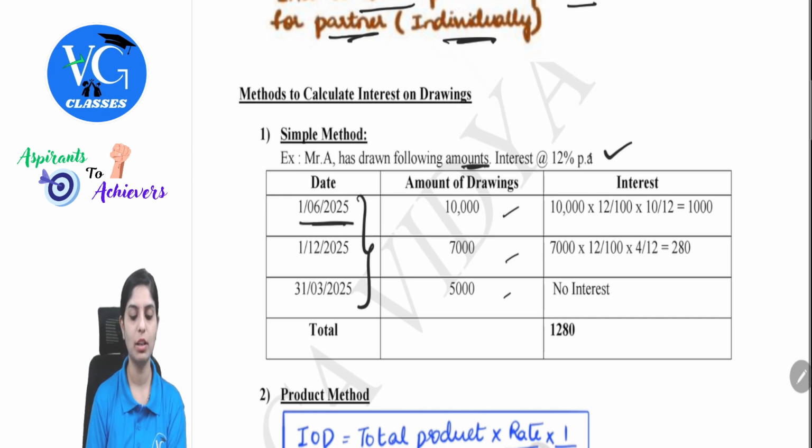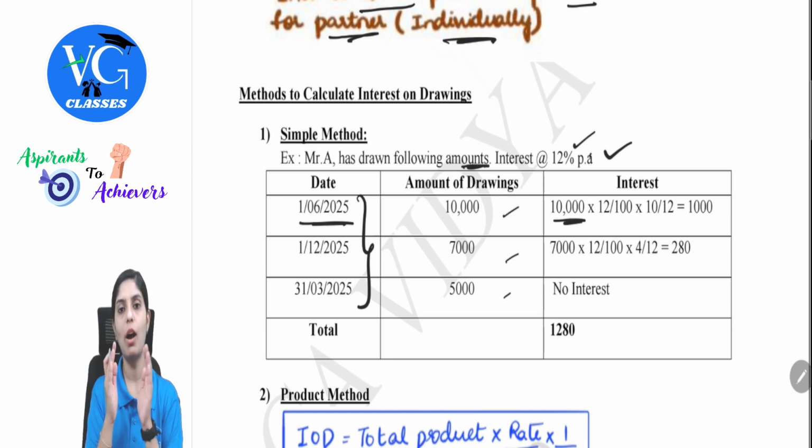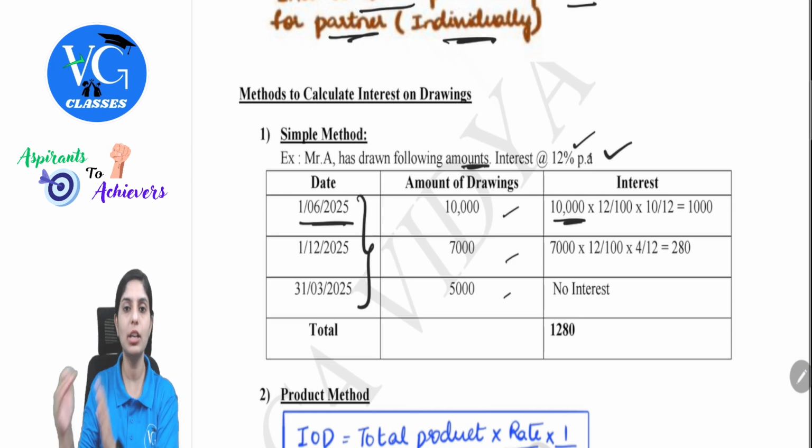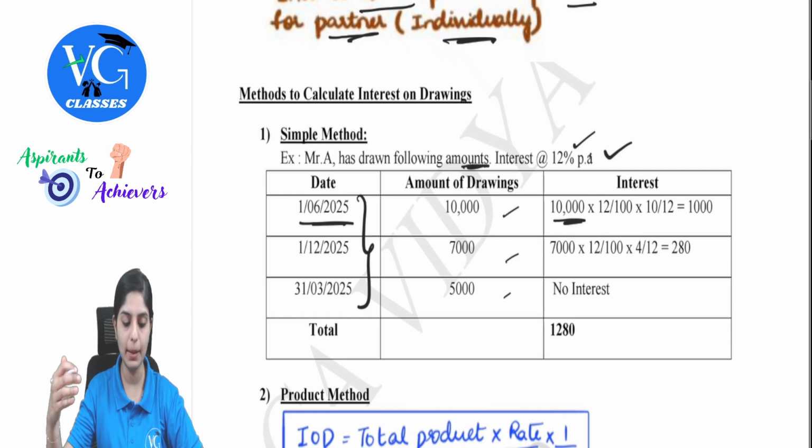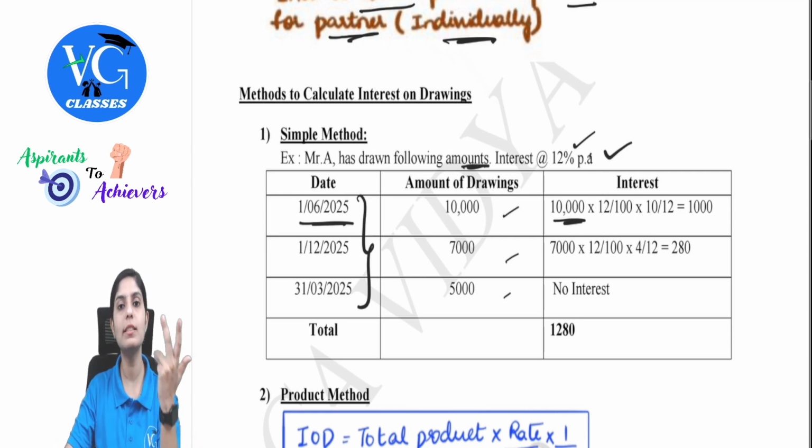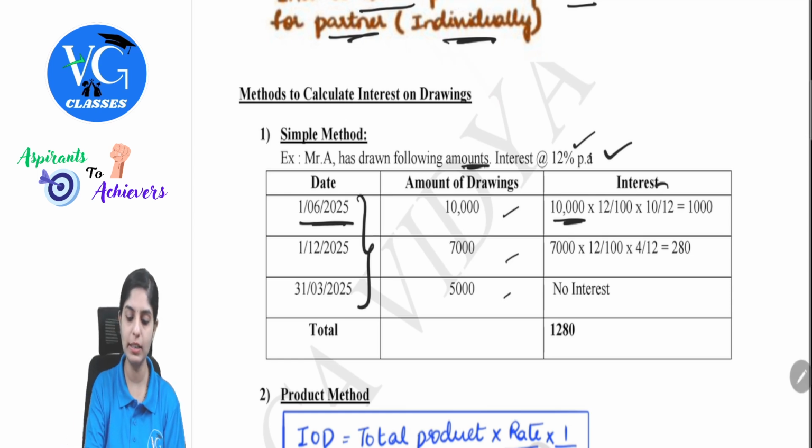On 1st of June, you have drawn 10,000. The rate of interest is given at 12% per annum. So amount of drawings into rate of interest into number of months it is outstanding. From 1st of June until year end, that is how we calculate interest. So June, July, August, September, October, November, December, Jan, Feb and March. From 1st of June until 31st of March, there are totally 10 months due. So that is considered as 10 by 12. If you solve this, we get 1,000 as the interest amount.